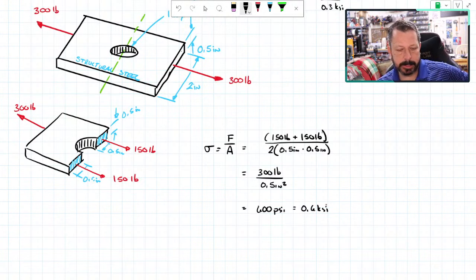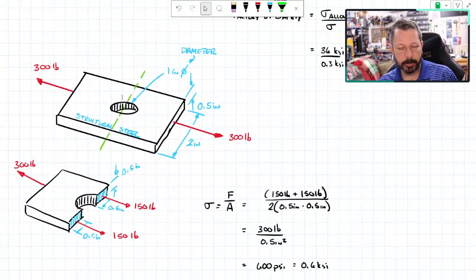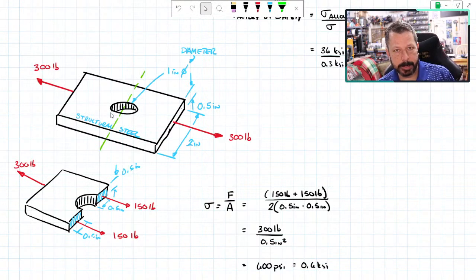But this would be an example of a part that doesn't have a nice straight cross section. I'm looking for where the weakest spot is. As far as we're concerned, the weakest spot is the smallest cross section. So wherever you have the most force applied to the smallest cross section, that's the one that's likely to fail first. In this case, the weakest cross section is right through the middle of the hole, and I've got these two little cross sections supporting the 300 pounds.